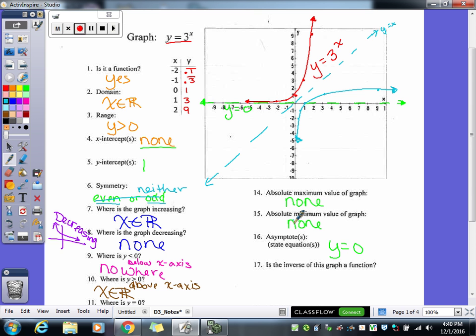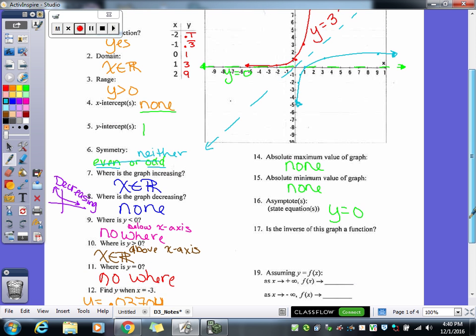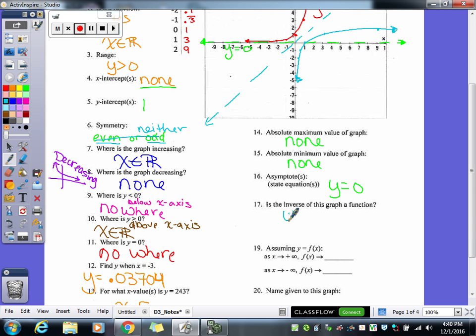So again, the question is asking, is that a function? Well, if I did the vertical line test, it would still pass it. So yes, that is a function.